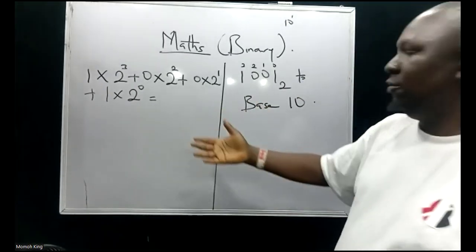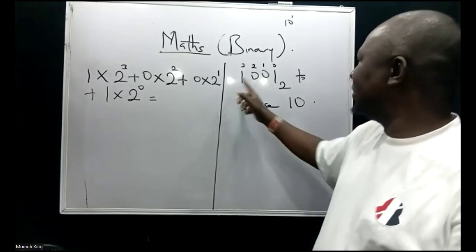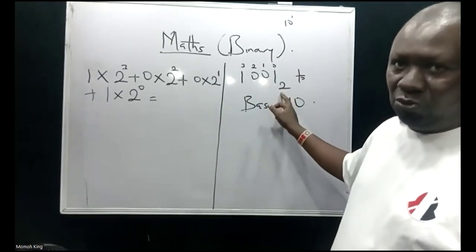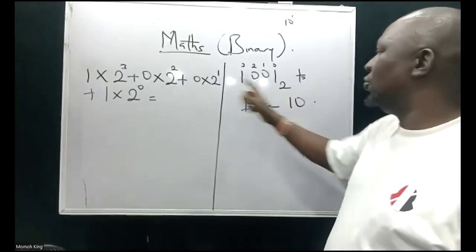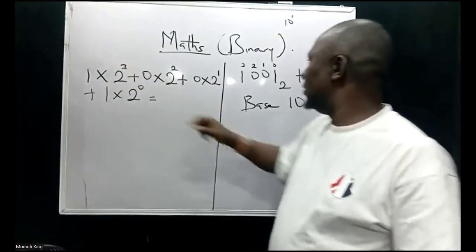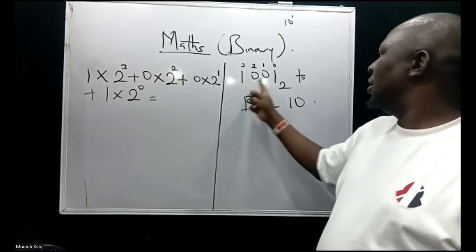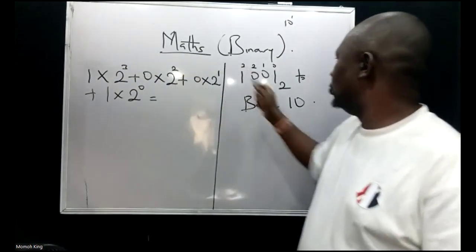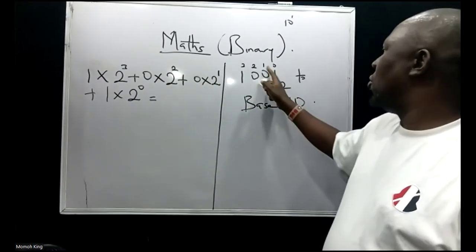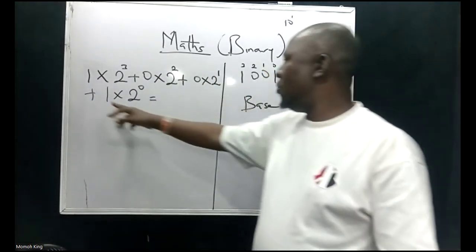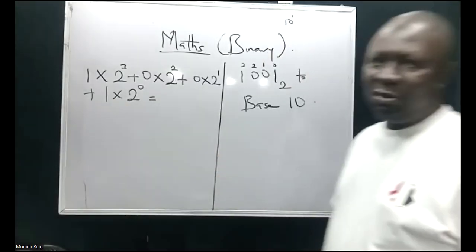To do your summation. This 1 times what? The base you are converting from. If it is base 3, it's going to be 3 raised to power 3. But this is base 2, so it's going to be 1 times 2 raised to power 3, plus 0 times 2 raised to power 2, because it's base 2, plus 0 times 2 raised to power 1, plus 1 times 2 raised to power 0. Now you apply your indices.